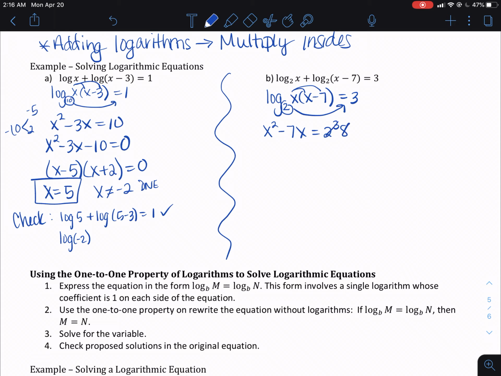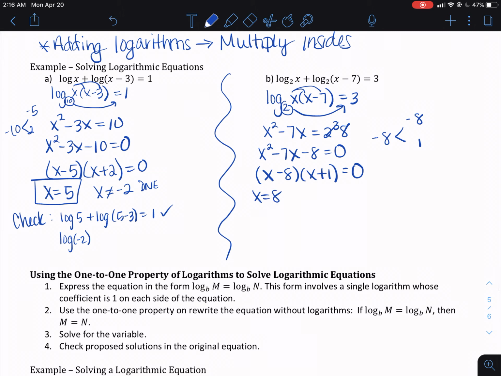And since we have a quadratic, we want to be equal to 0. So x squared minus 7x minus 8 equals 0. Our factors of negative 8 that add to be negative 7 would be negative 8 and 1. So this factors to be x minus 8 times x plus 1 equals 0. So x equals 8 and x equals negative 1. Here, if we plug in, x equals 8 will work. But if we plug in negative 1, we get log base 2 of negative 1, which does not exist.